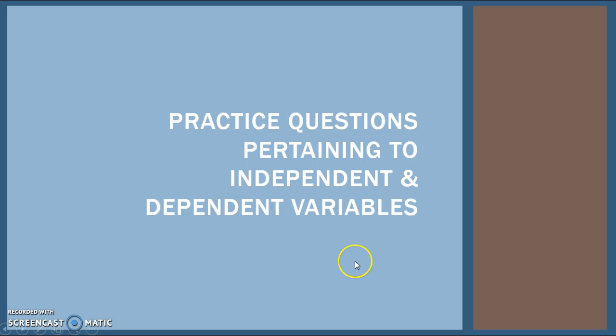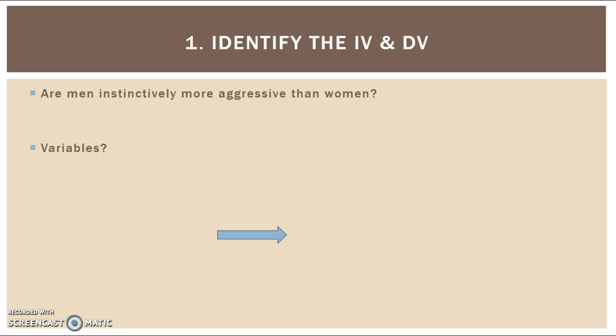So if we do a couple of practice questions here, let's look at the next one. Let's say the research question is, are men instinctively more aggressive than women? Here we ask again, what are our variables in this research question? Again, are men instinctively more aggressive than women? First question, how many variables are there? There are two variables in this research question: gender and aggression. Those are your two variables.